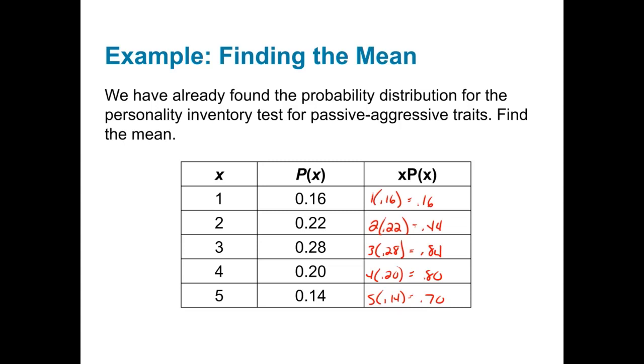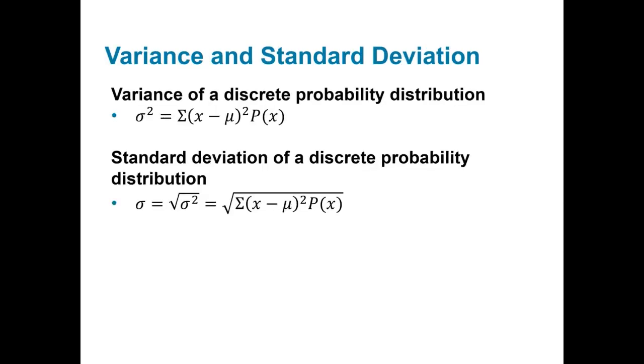And so from there, what do we do to find our mean? You add up this column, right? So our mean is literally the sum of this column. So the sum of x times p of x. So it is 0.16 plus 0.44 plus 0.84 plus 0.80 plus 0.70. And so we add all that up and you get the mean. So what do we get for our mean in this case? 2.94, good.